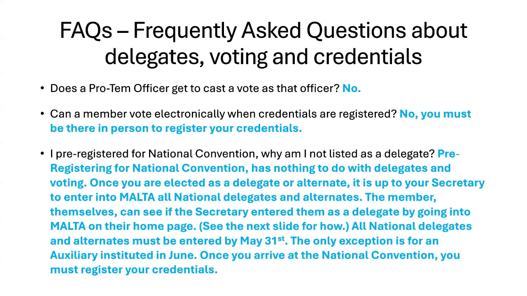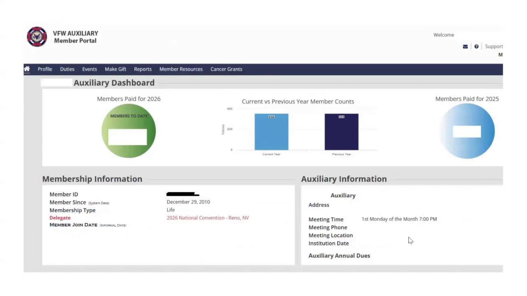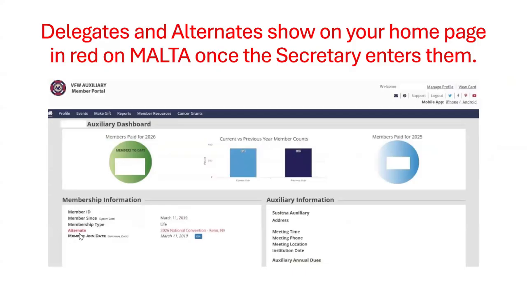Once you arrive at the National Convention, you must register your credentials. In Malta, delegates and alternates show on your homepage in red once the secretary enters them. On this page, it shows that this person is a delegate at the 2026 National Convention in Reno, Nevada. On this page, it shows the person is registered as an alternate at the 2026 National Convention in Reno, Nevada. Again, you will find them on your home page in Malta once the secretary enters them.